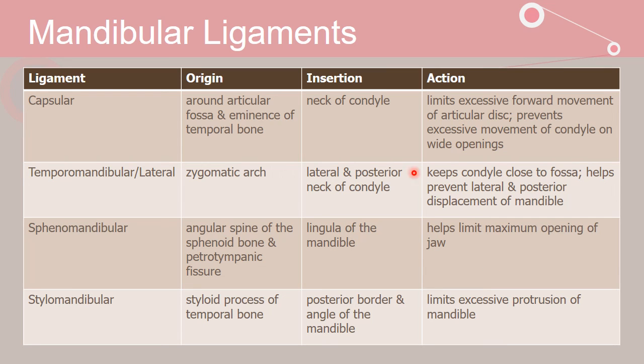So this is a table summarizing the four mandibular ligaments that are accessory to the TMJ. If you notice the action of these ligaments, most of them limit excessive movement of the mandible. Although the mandibular ligaments do not have a direct relationship with mandibular articulation, they are also considered part of the masticatory system.